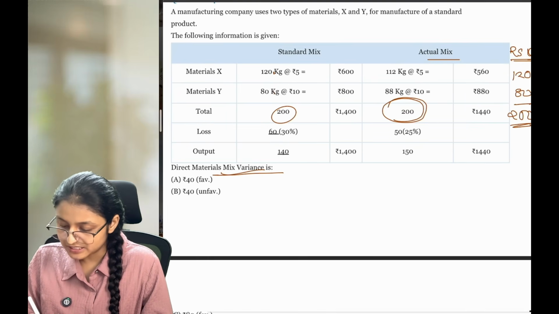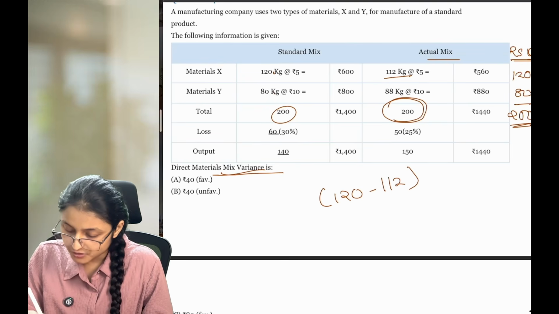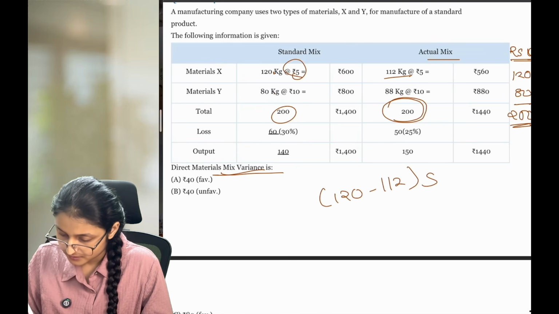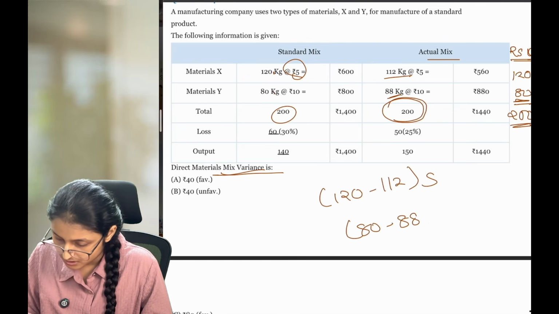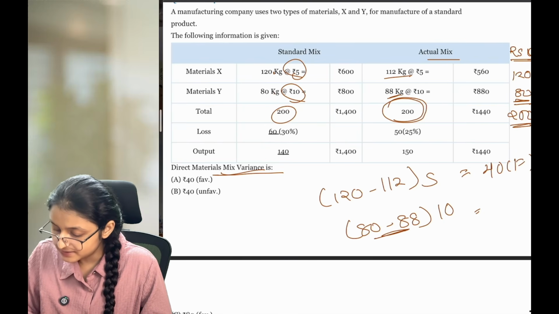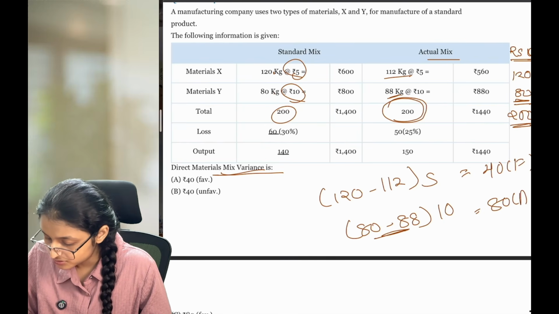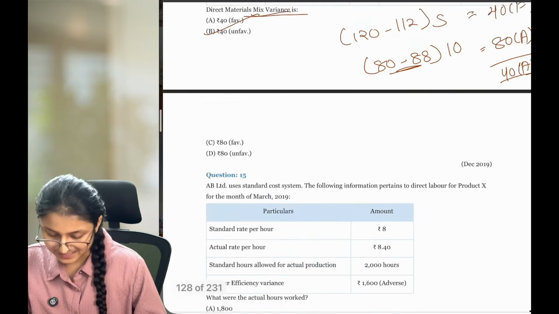Okay? So what is your mix variance? Revised standard quantity minus actual quantity into standard price. Again, revised standard quantity minus actual quantity into standard price. Okay? So 8 into 5 will give you 40 favorable, minus 8 into 10 will give you 80 adverse. So in total we are getting 40 adverse as our mix variance. 40 adverse or 40 unfavorable is exactly same thing.